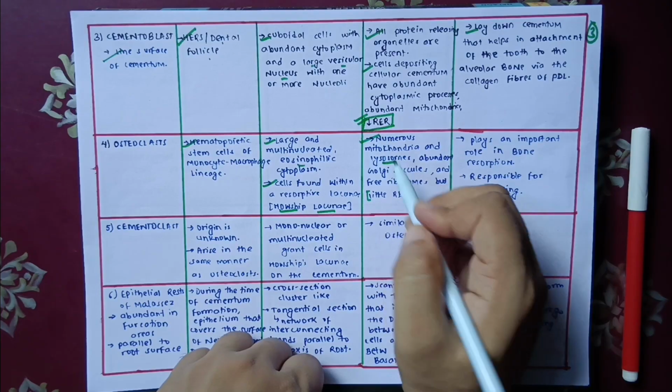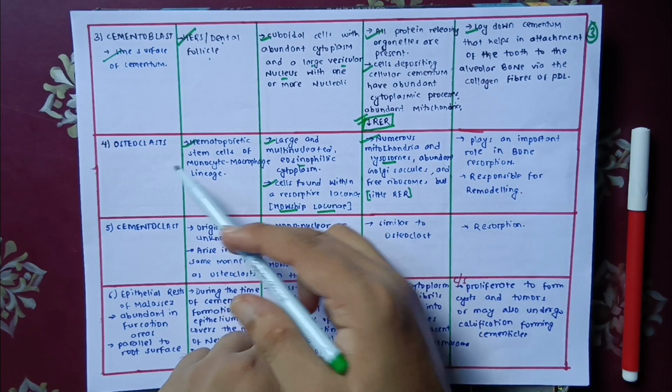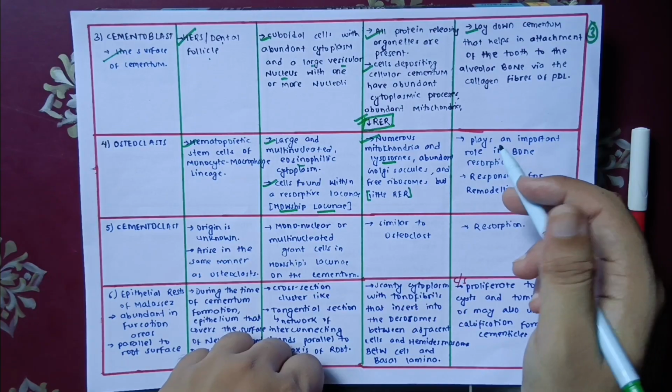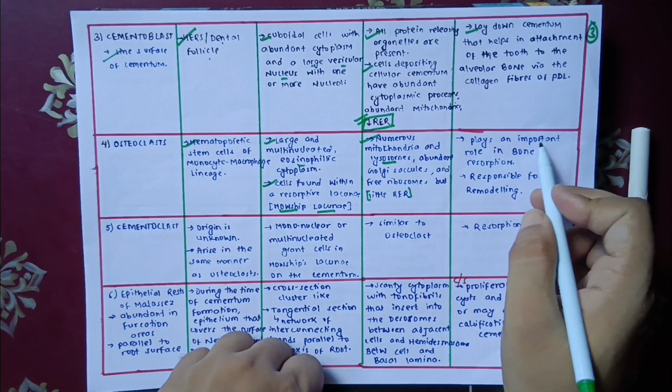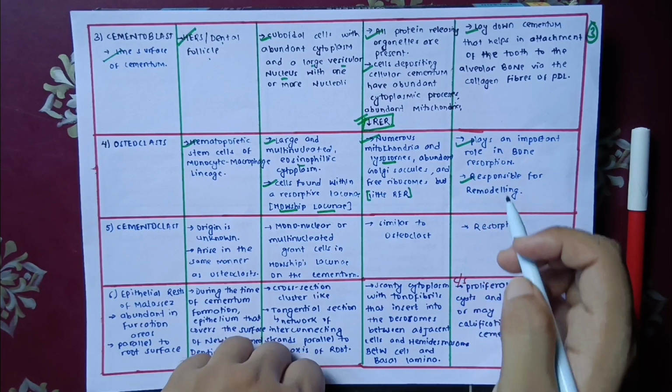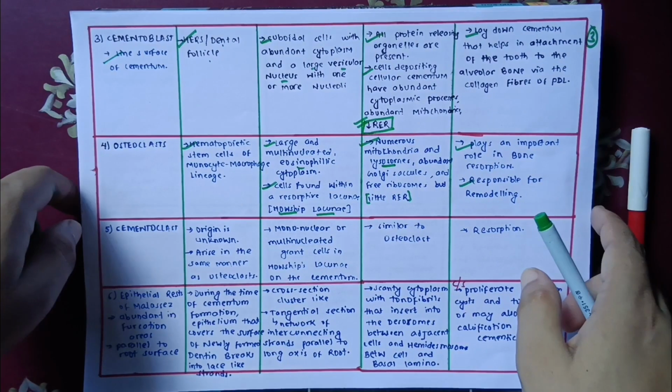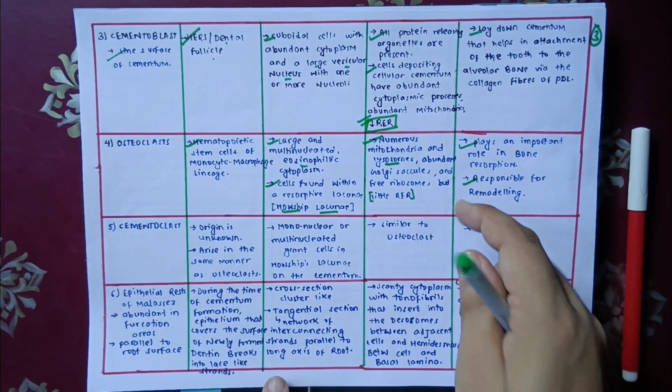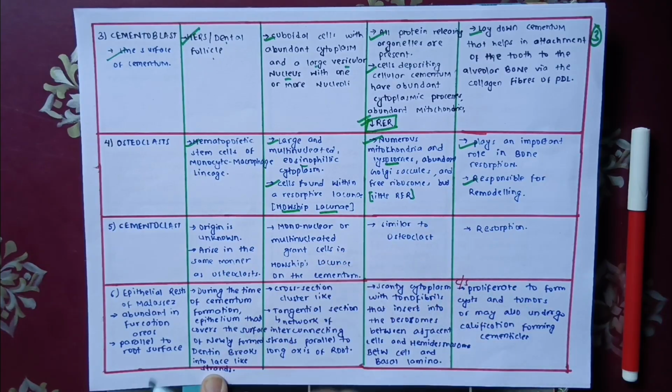But little area. So that is the morphology of this osteoclast in the electron microscope. After that, in the function section, it plays an important role in bone resorption, and is also responsible for remodeling. Okay, so we have completed this osteoclast, and after that, in the cementoclast, we can see the origin.